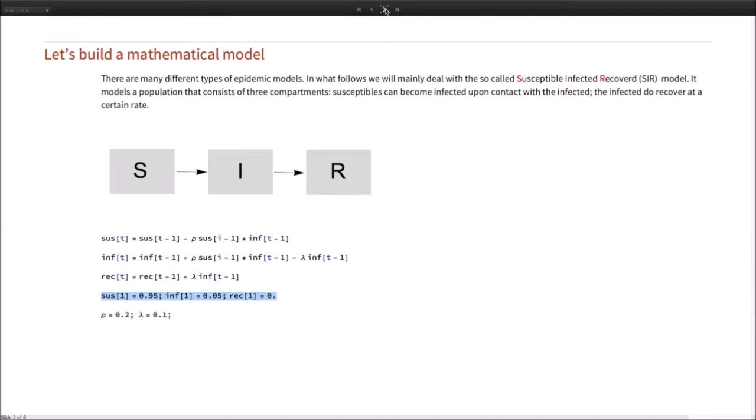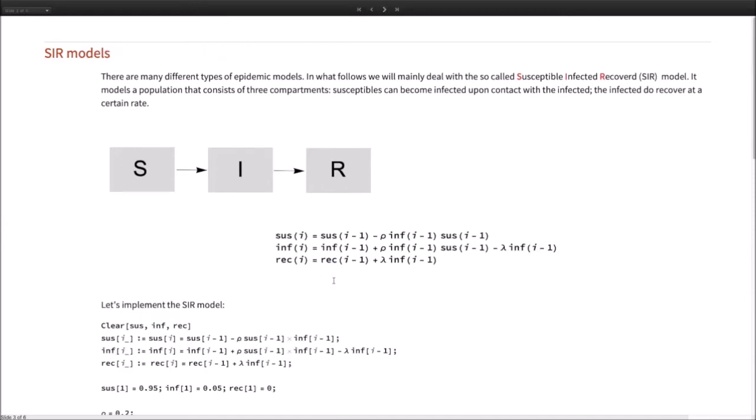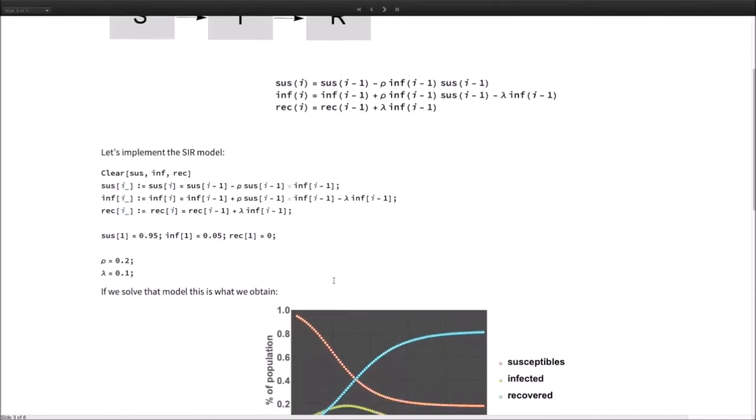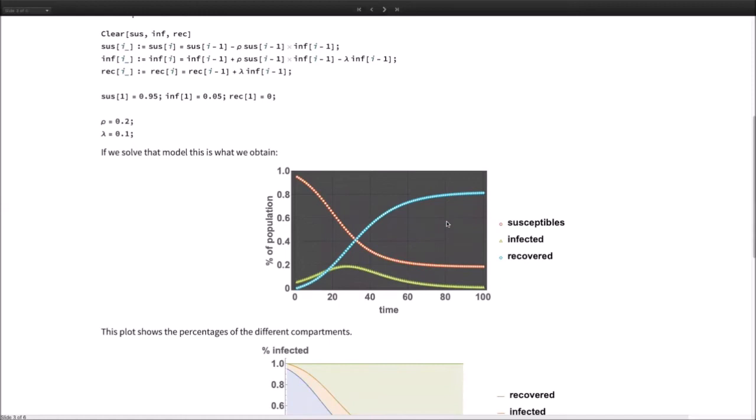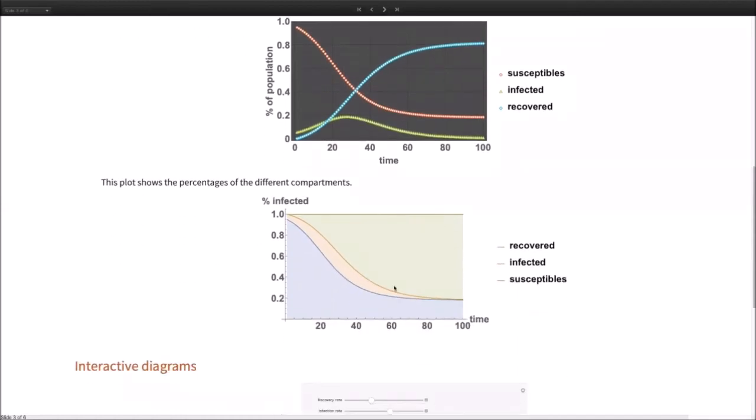Let's run this. So here are our equations. If we run this, that is the result. The green ones here are the infected people, and you see there is a little peak here. The red ones are the ones who are susceptible, so they become less and less because susceptible people can only go to infected and then recover. And the recovered people, that number goes up over time. If you go to any vertical slice here, these numbers will add up to 1, and we can represent that if we just stack these numbers.